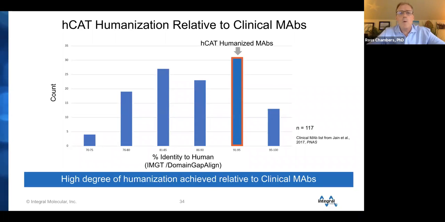Now, just to demonstrate how well the humanization works, one way to measure humanization is using the IMGT domain gap align tool. Here we've analyzed a large panel of clinical antibodies, some human, some mouse humanized ones, to show the level of humanization. You see the distribution of humanization in current clinical antibodies. The antibodies that we have isolated using the HCAT technology are shown in that red box, and all of them land within 91 to 95% in the domain gap align algorithm. So we achieve a very high degree of humanization with this platform.